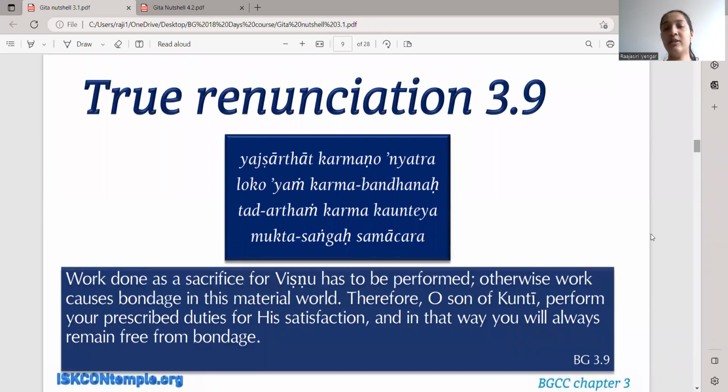In the 9th verse, we see this. Yajna yasarthat karmanonyatra loko yam karma bandhanaha tadartham karma kaunteya mukta sangha samachara. Right? So what does this mean? Work done as a sacrifice for Vishnu. Okay. Here they've cited Vishnu. It can be any god, your Ishta Devta or your deity that you worship. So when you do all your work as a sacrifice for that God who has provided you with everything, then you are freed from the bondage that arises from work.